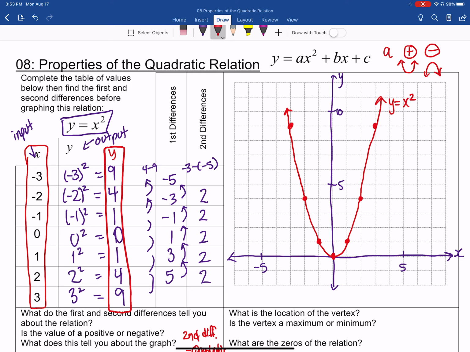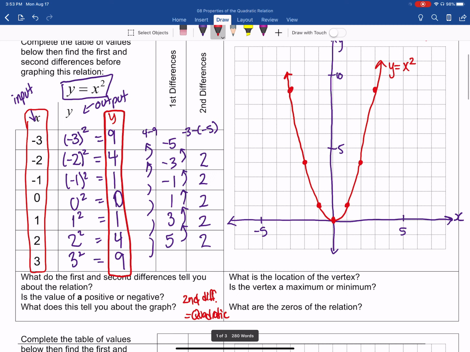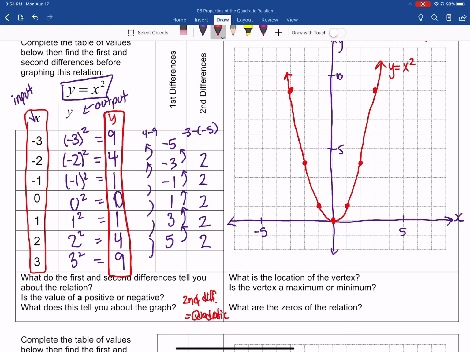What does it tell you about the graph? That it opens up. So we will go down here. A, if we look at, is actually positive 1, right? So when A equals 1x squared, the 1 is there even though we don't write it. So A is positive, therefore it opens up like a smiley face.